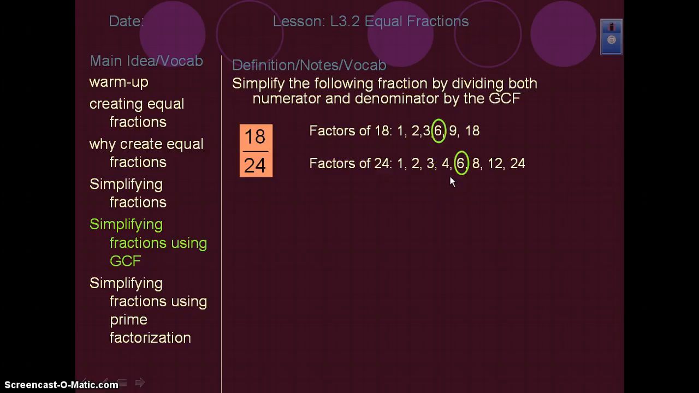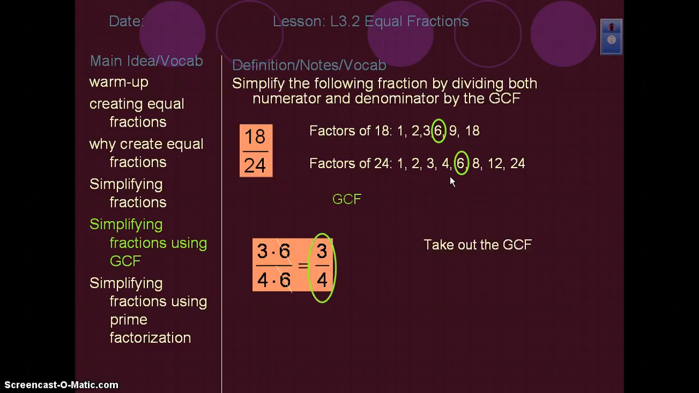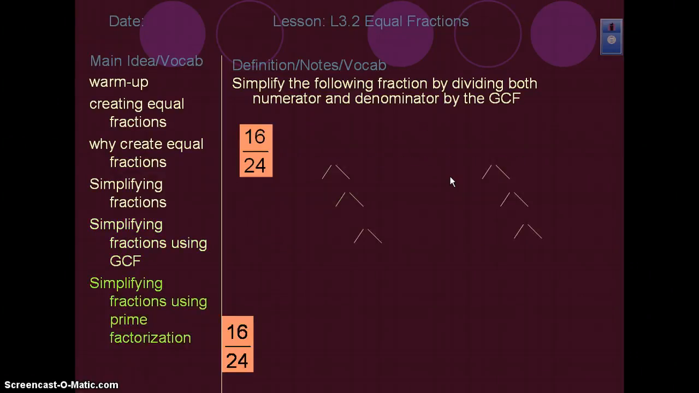The greatest common factor here is the 6. It's the largest factor that is on both lists. If I divide out that 6, I am left with 3 over 4. 3/4 is the simplified form of 18/24. 3 and 4 are actually what we call relatively prime. They don't have any common factors.